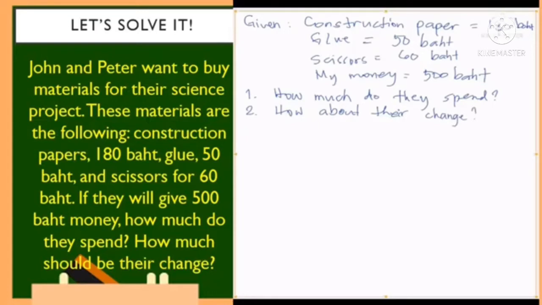Okay, so after writing all the given and all the questions, let us now start answering it. What is our first solution? Let us first add, correct? What are the numbers that we need to add? Yes, the prices of the materials. So we have how many materials here?